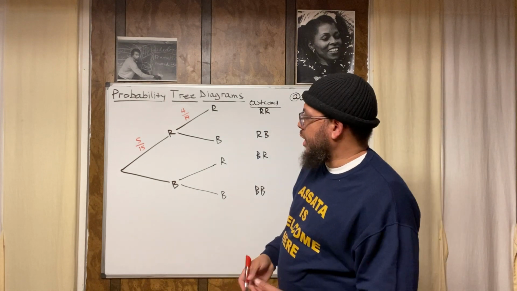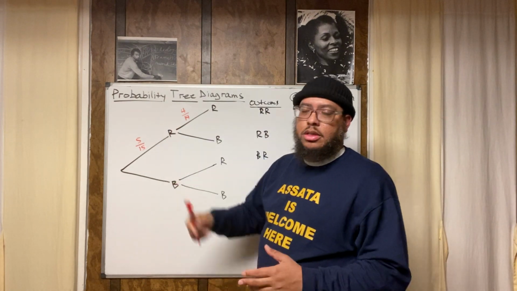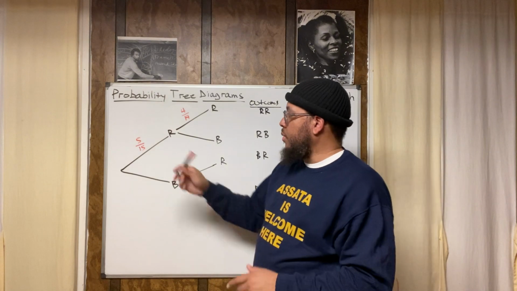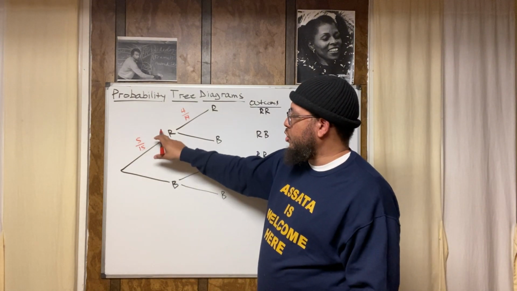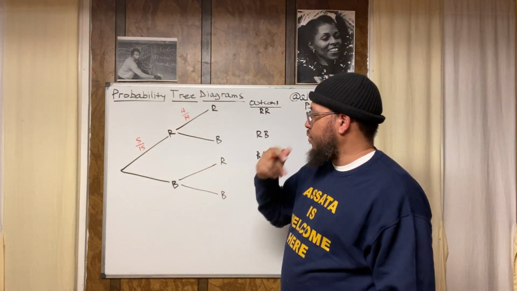Now you might be wondering, why don't we reduce the fractions? We can deal with that later. For now, I keep the unreduced fractions in our probability. So 5 out of 15 for the first red marble, 4 out of 14 for the second red marble.